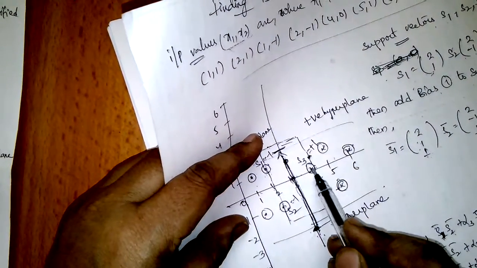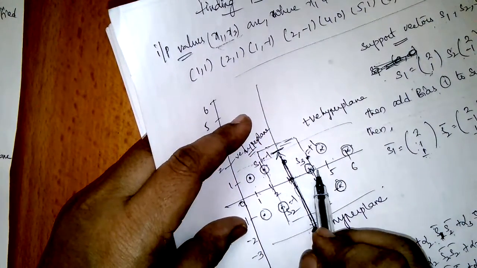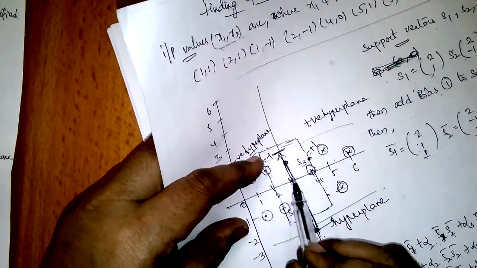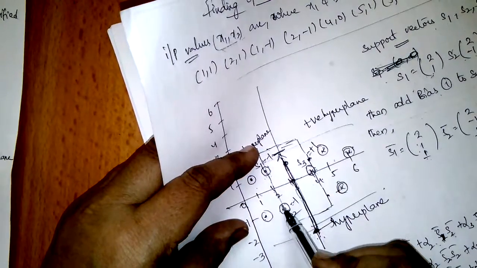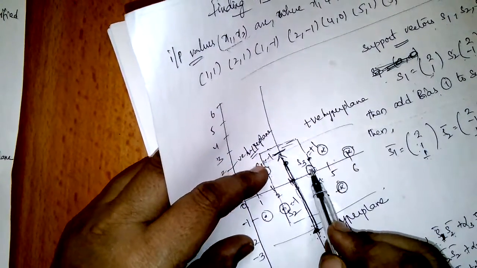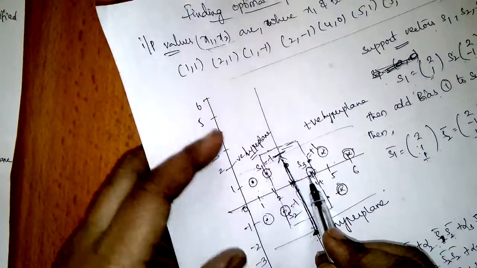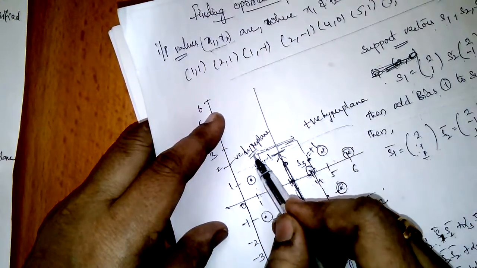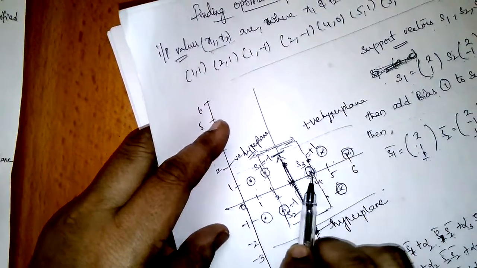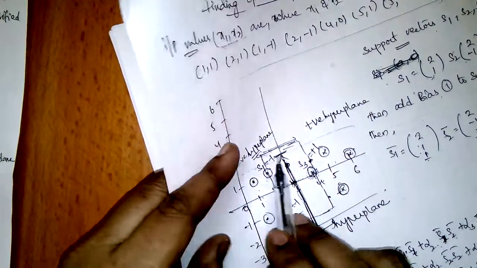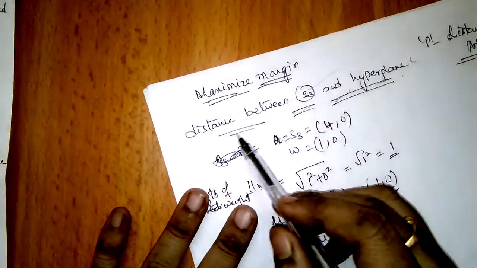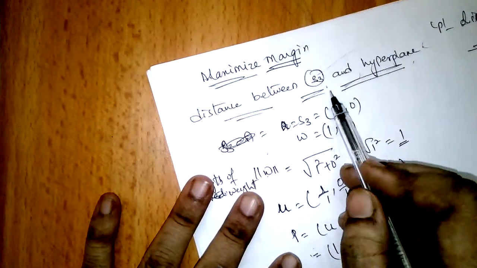Then we have to find the distance between the points, the support vectors: the distance between S3 and the hyperplane, and S1 and the hyperplane. Why? Because we are considering S1, S2, S3 as support vectors. Okay. I am considering S3 and I will show how to find the distance, and also we should know the maximum margin. So I am taking support vector S3. I will find the distance between the hyperplane and the support vector, and the maximum margin.